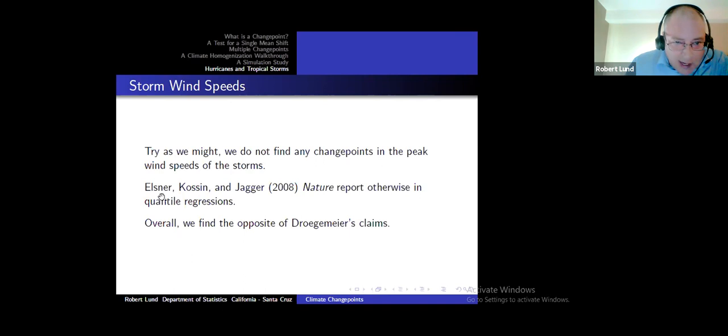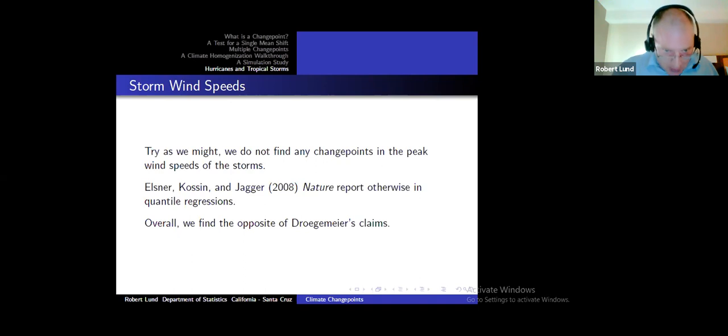This said, Elsner, Kossin, and Jagger in 2008 reported that they did find some things. The only thing that we could find was a change point right at 1900, and it turned out that they only did a reanalysis, so to speak, of the data points post-1900. So Landsea was very happy that we can confirm that we saw differences before and after 1900, but nothing thereafter.